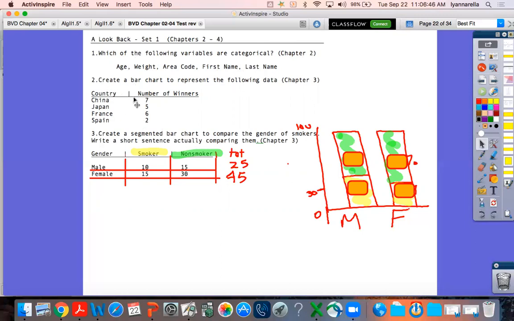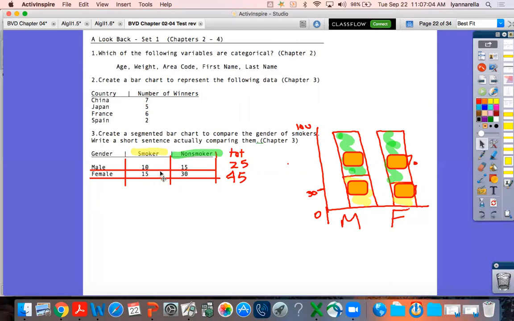If I ask you to create a bar chart, you need to do these as well. Remember we did the bar chart where we had the frequencies on the side, so you would go up to 8 on the y-axis, and then you would have on the x-axis China, Japan, France, Spain, and they would be proportionally tall compared to how many numbers.